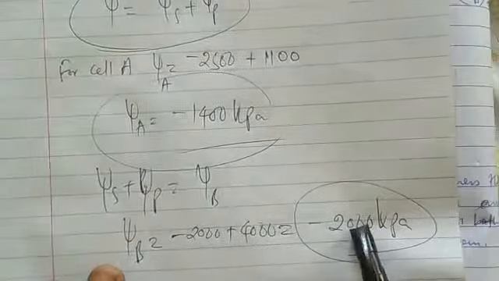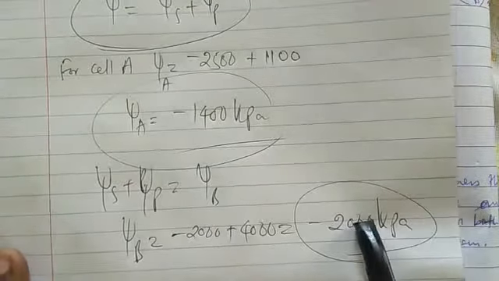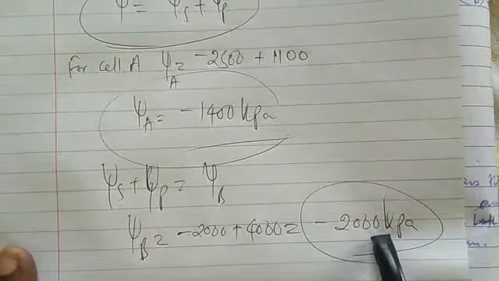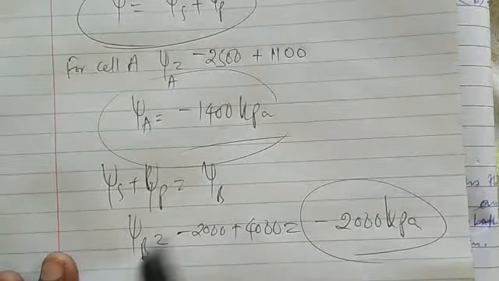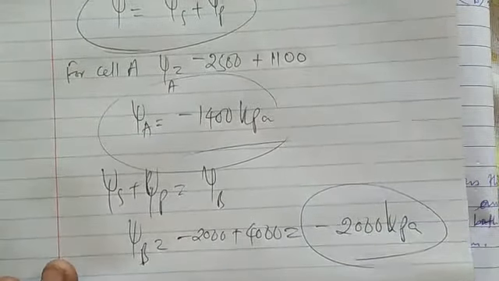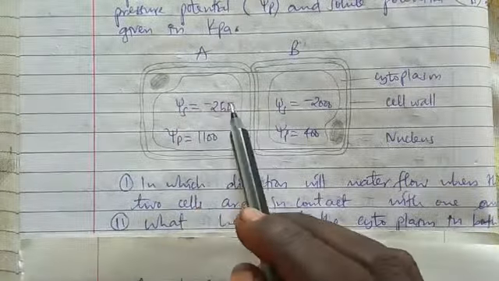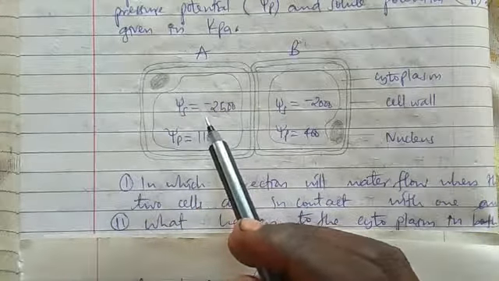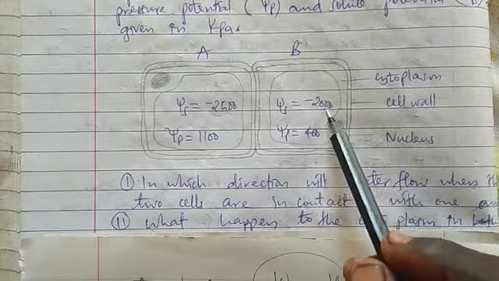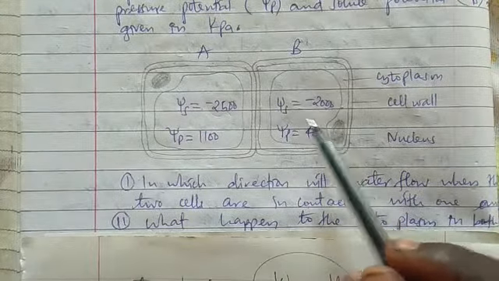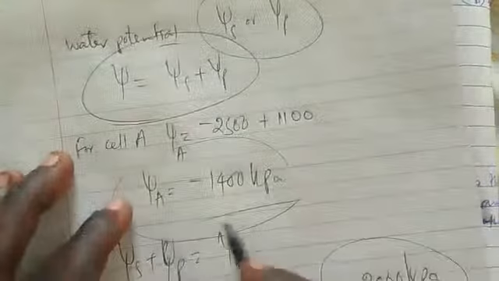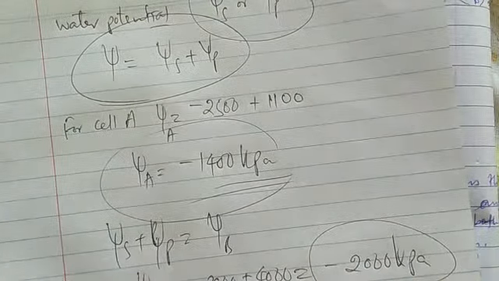Now you see, by this value, cell B has a lower water potential as compared with cell A. By the concentration of solute only, this one has a higher concentration of solute compared to the other. But if you calculate water potential, cell A has a higher water potential as compared to cell B. So water will move from A to B.